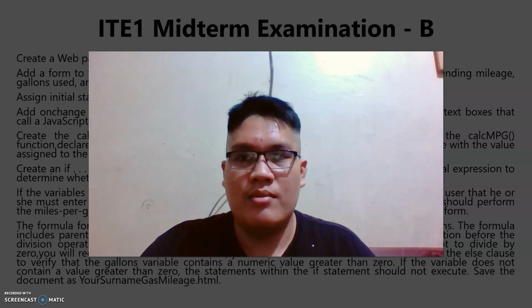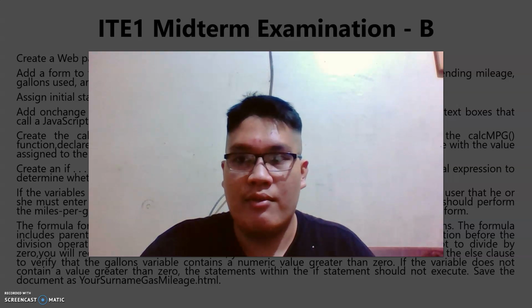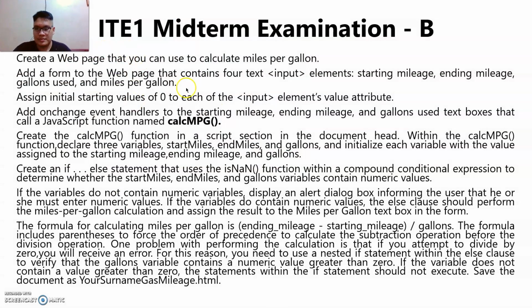Basically, I have my midterm examination B of IT Elective 1. We need to create a web page that can calculate miles per gallon. We need to add a form to the web page that contains 4 text inputs: the starting mileage, ending mileage, gasoline used, and miles per gallon. For every input, we need to start the value at 0.